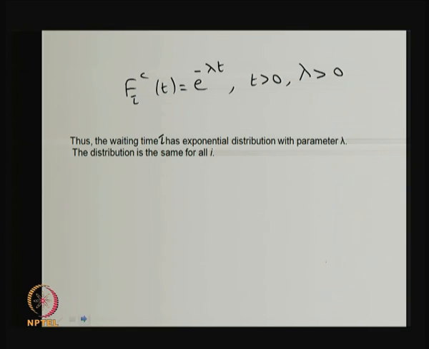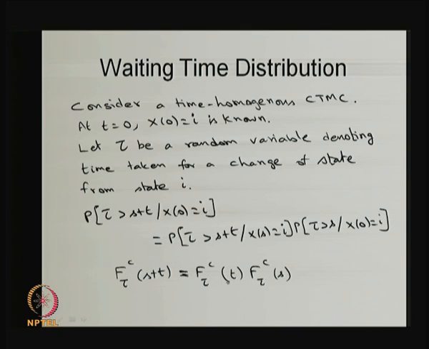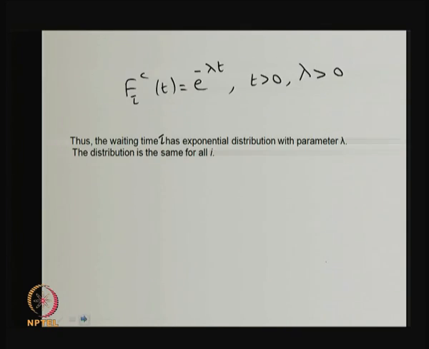The previous equation is going to be satisfied. This equation is going to be satisfied as long as the function is of the form e power minus lambda t, for lambda greater than 0 and t greater than 0. Since the complement CDF is e power minus lambda t, therefore, the CDF of the unknown random variable tau is 1 minus e power minus lambda t for t greater than 0 for some lambda.